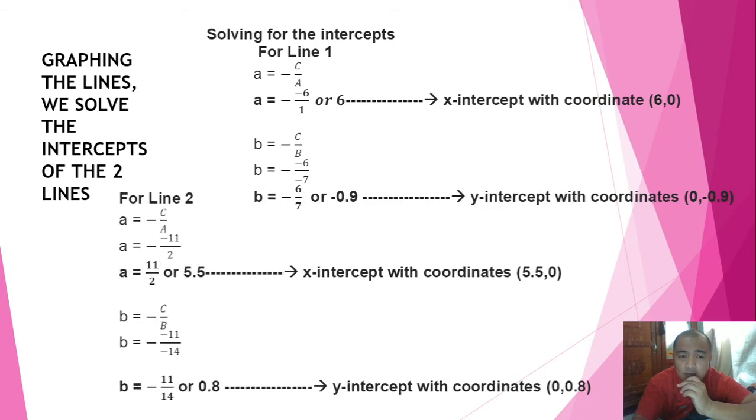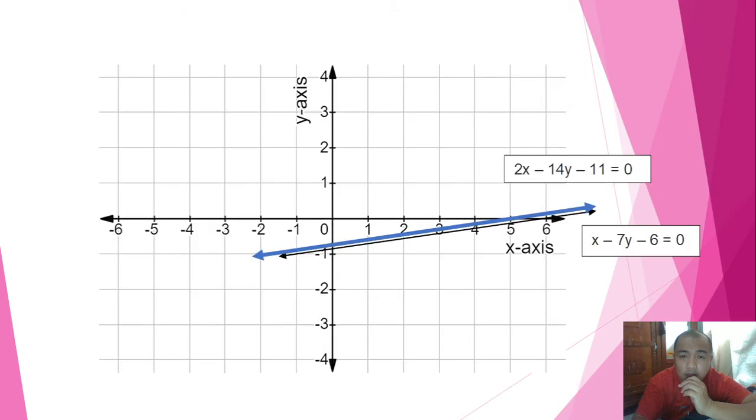For line 2, okay, x-intercept is 5.5, while the y-intercept is 0.8. So plotting the 2 points, connecting the 2 points, forming a straight line. These are now the graphs of 2x minus 14y minus 11 equals 0 and x minus 7y minus 6 equals 0. As you can see, there are two lines which do not intersect. They are parallel lines. Diba? Yeah, the blue line is this, 2x minus 14y minus 11 equals 0, and the black line is x minus 7y minus 6 equals 0.